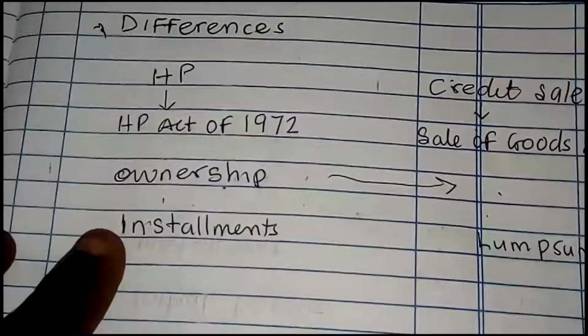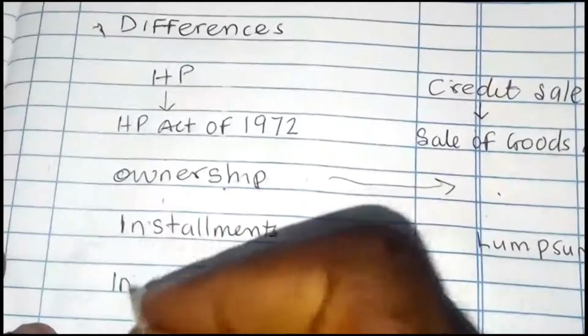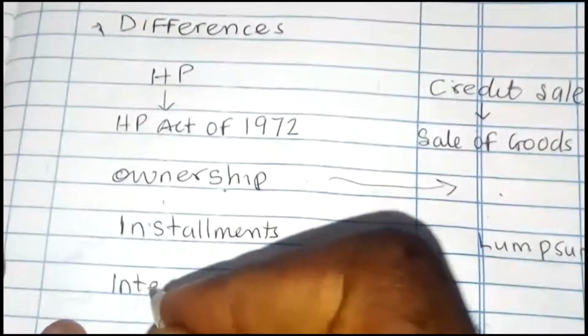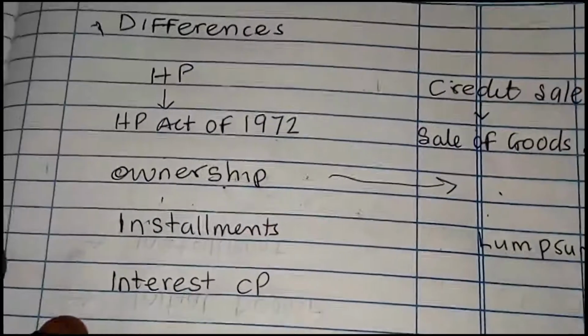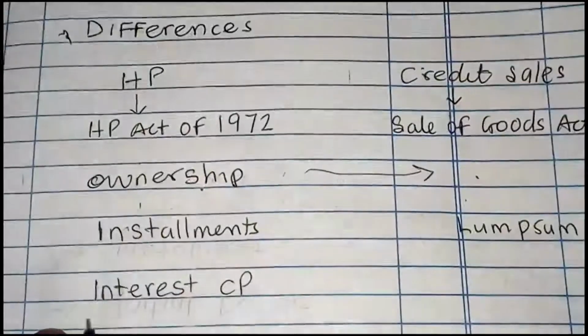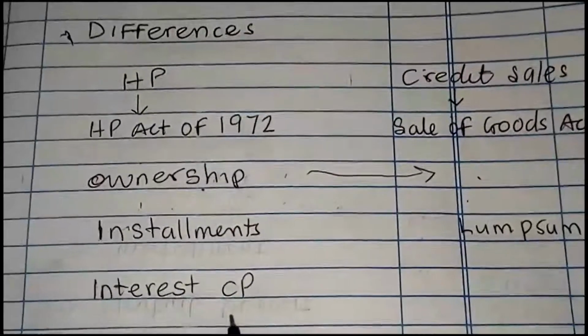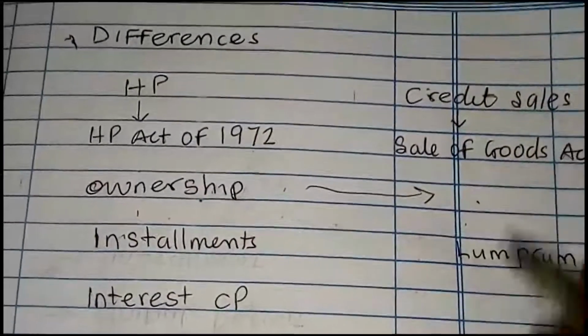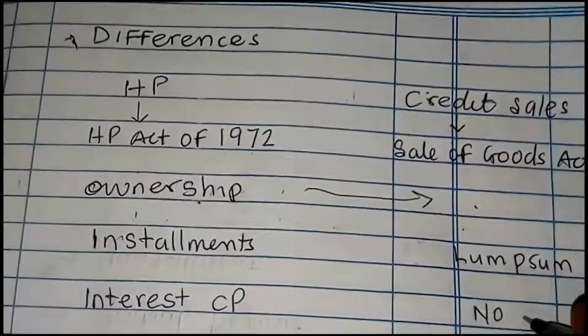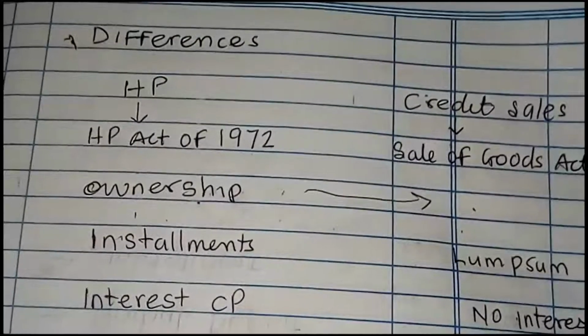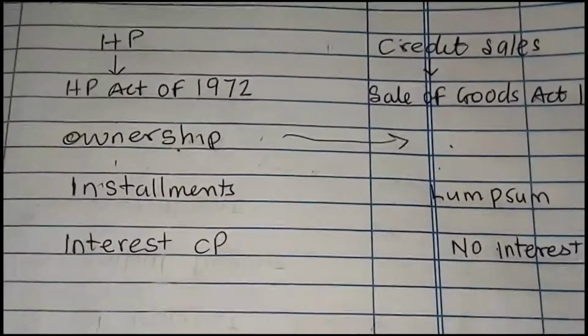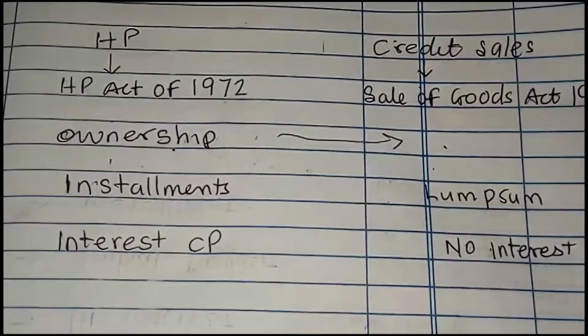In hire purchase, interest is added to the cash price. Take note, write it down, in hire purchase interest is added to the cash price. But for credit sales, no interest is added to the cash price. Are you with me? All right.